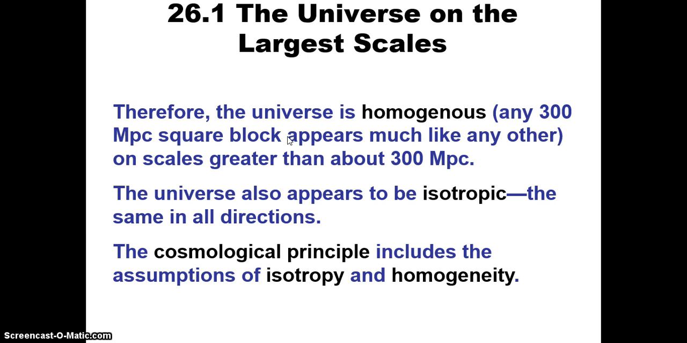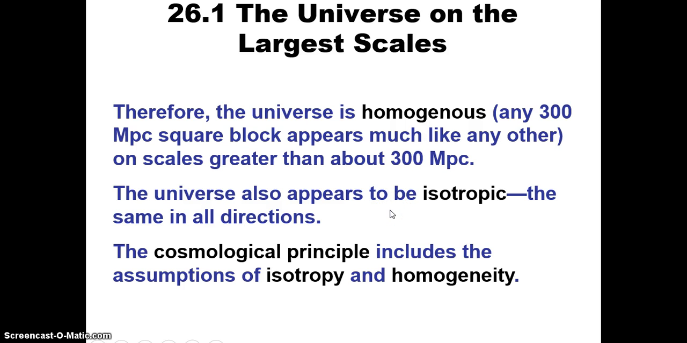All right, you're going to see voids, you're going to see walls, you're going to see filaments, superclusters of galaxies, things like that. But no matter where you are, you'll always see the same. So that's being homogeneous. Okay, so that's the idea of the universe being homogeneous. And then also, it doesn't matter what direction you look. If you look in any direction at all, you're going to get the same view on a large scale. As long as you're above 300 megaparsecs, you're going to get the same view of the universe.